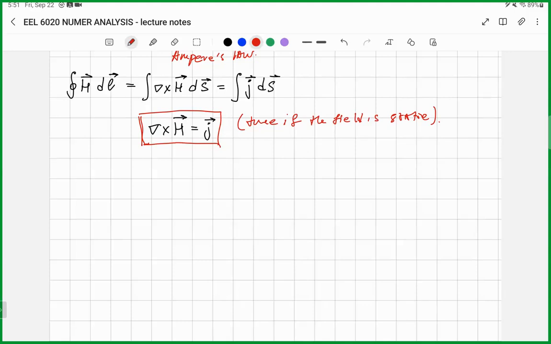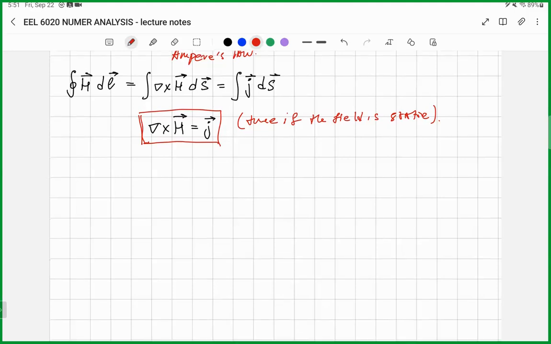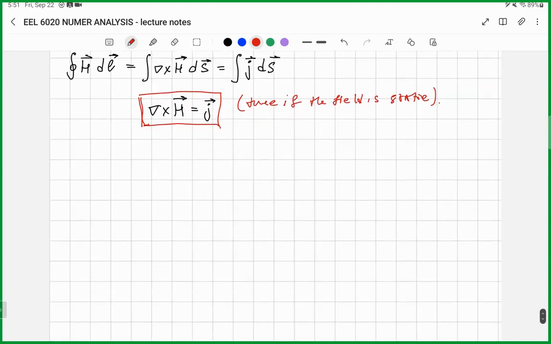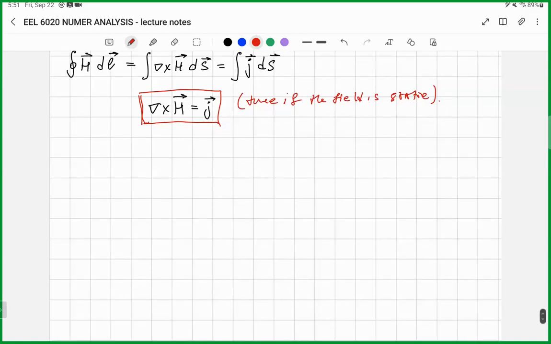But before that, let us discuss a few problems about Ampere's law, because it's a pretty important result. So let us consider a few problems, maybe one or two. Problem one, on using this Ampere's law for the static currents and for the static fields.